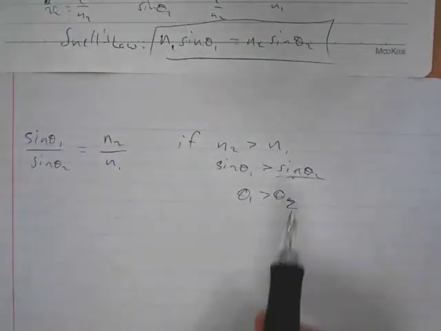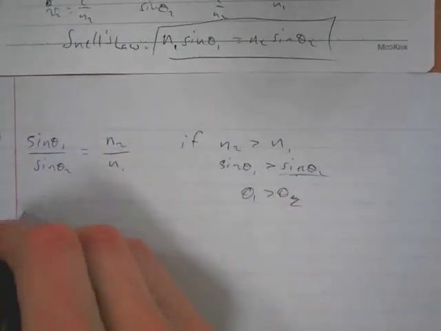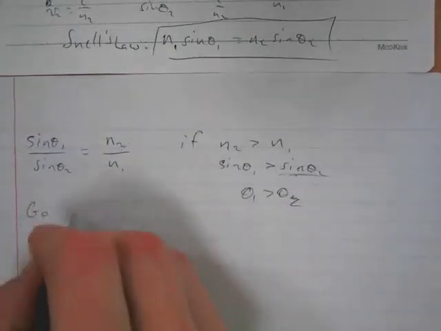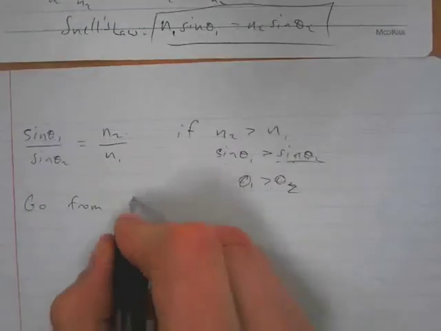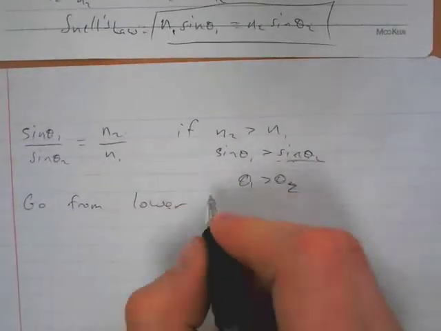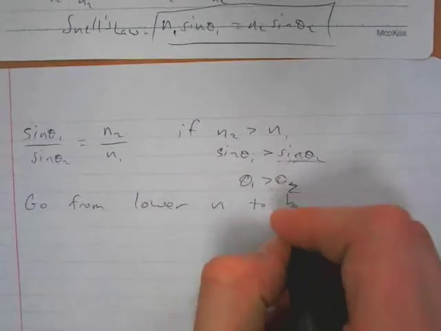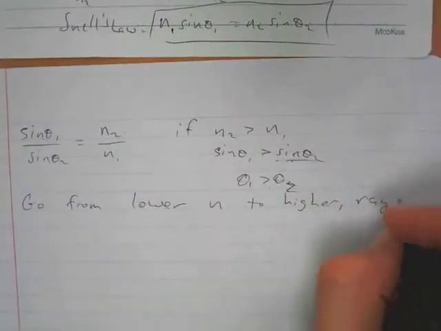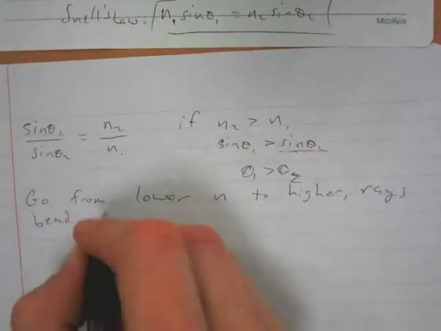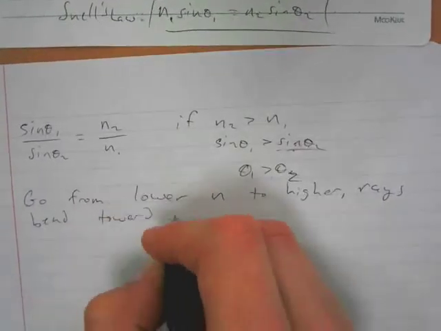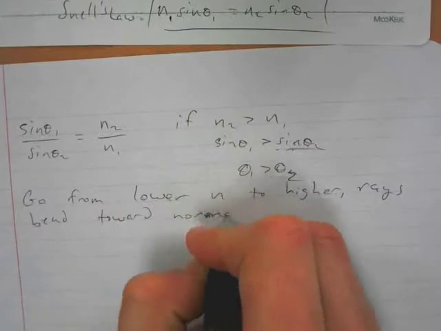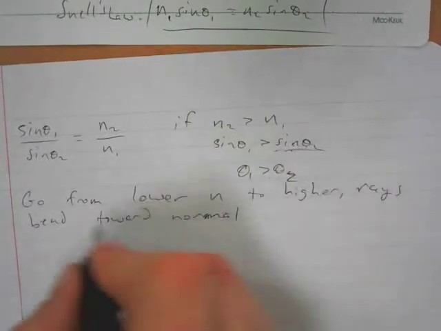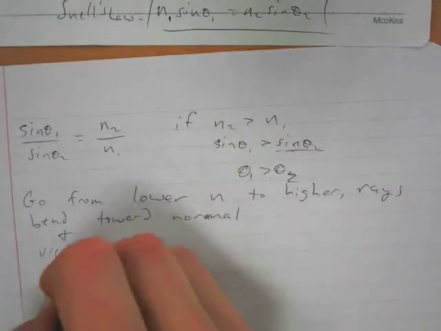So this means that as we go from a lower index of refraction to higher, then the light rays will bend toward the normal, and vice versa.